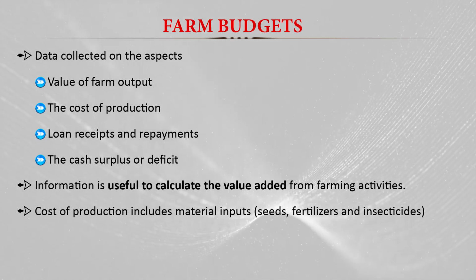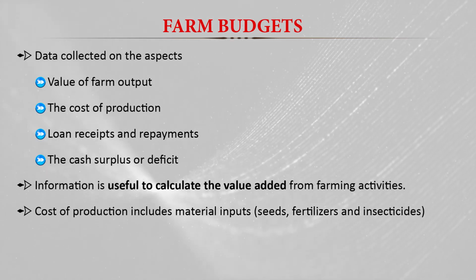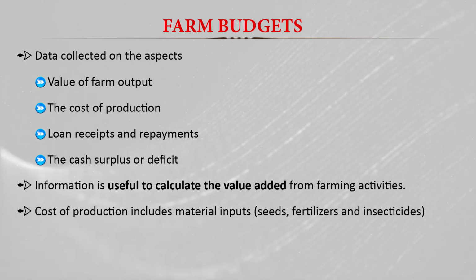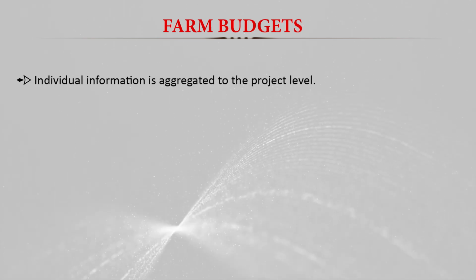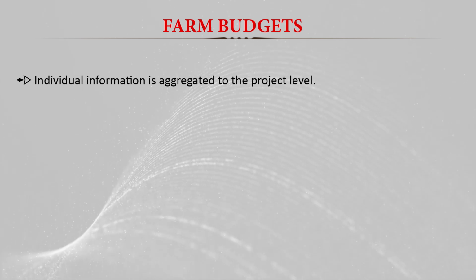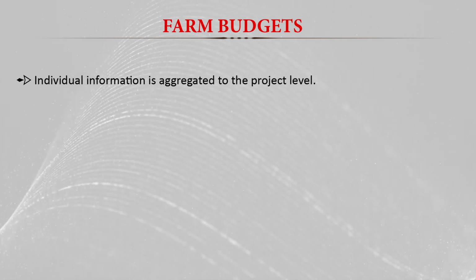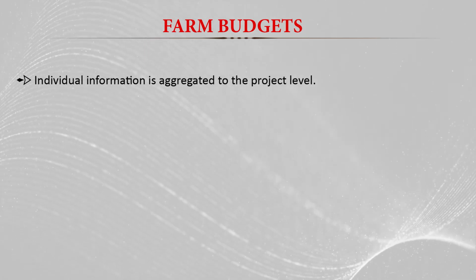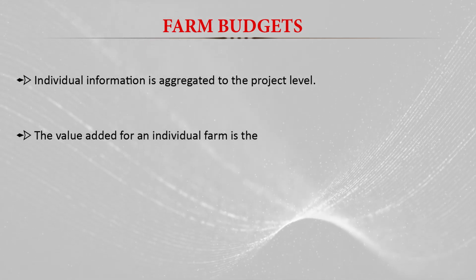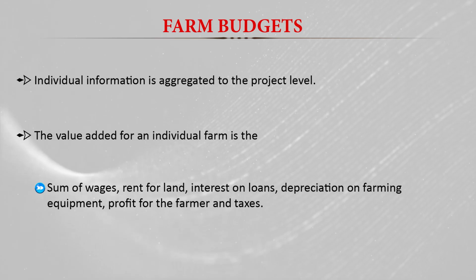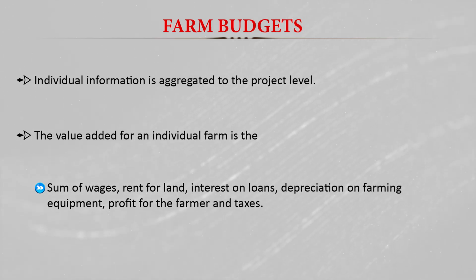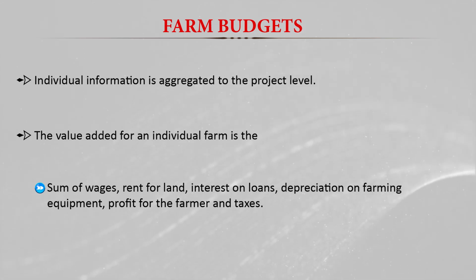So all this information we use is basically to find out the value added from the farming activity. Cost of production here includes the material inputs, basically the seed, fertilizer, insecticides. Then the value added is basically the value of the farm output minus the cost of production. Individual information is aggregated to have the project level output and project level value added. The value added for an individual farm is basically a sum of the wages, rent for land, interest on loan, depreciation on farming equipment, and profit for the farmers and taxes.